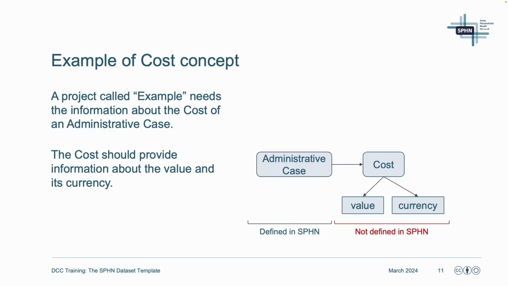We take the example of a concept called cost, where the project needs information about the cost of an administrative case in which a patient is involved. The cost should contain the price or value and the currency information. You can already observe that the administrative case is actually already defined in SPHN as a concept, but all information related to the cost is not defined. Therefore, it has to be provided on the project level.